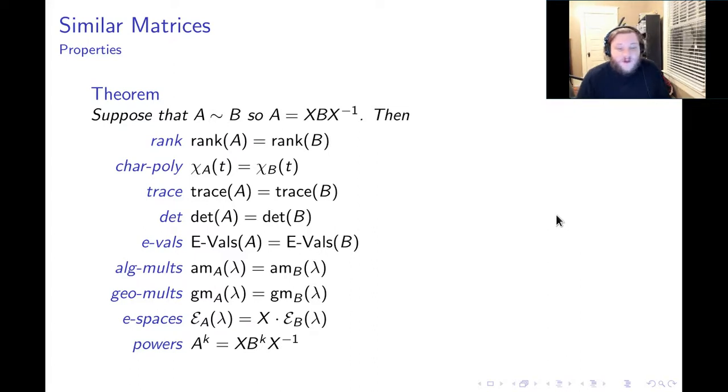We also have a convenient expression for matrix powers. If we want to exponentiate A to the kth power, this turns out to be the same thing as taking X times B to the k times X inverse. This often turns out to be more efficient than simply multiplying A together a bunch of times, as long as the matrix B is easier to exponentiate in this way.